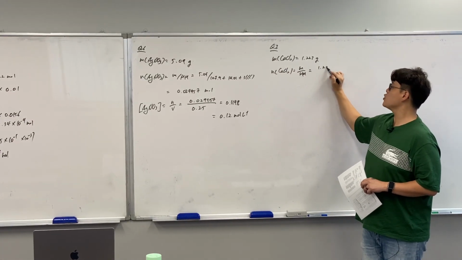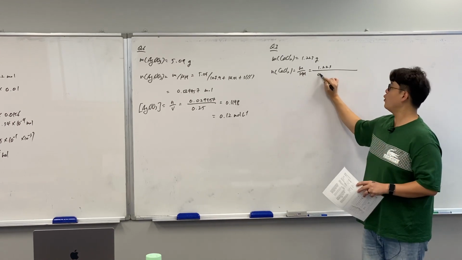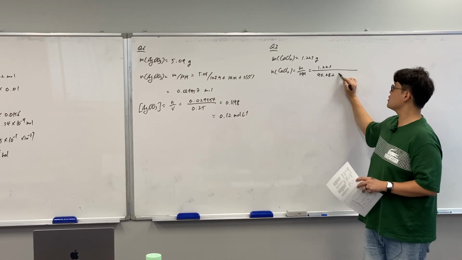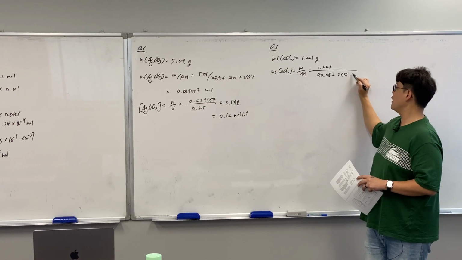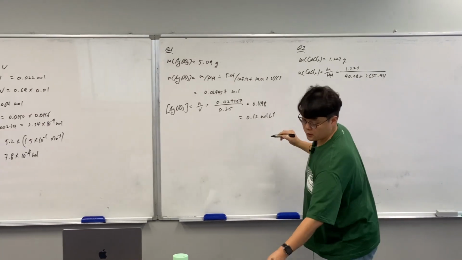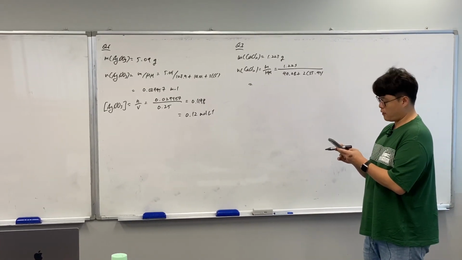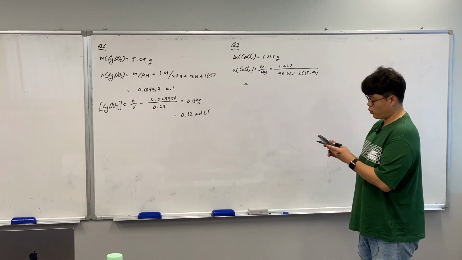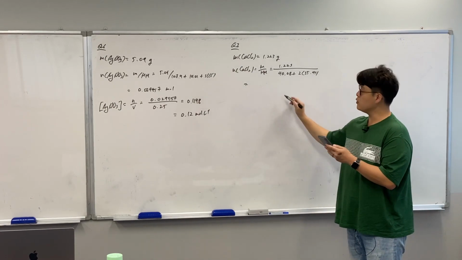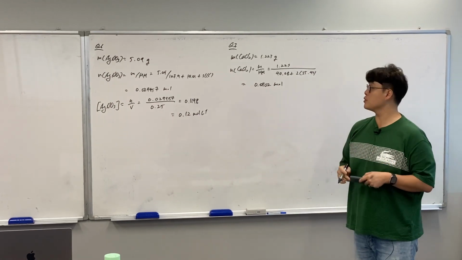So n of the calcium chloride: we can use the mass over the molar mass. That's 1.223 divided by calcium, 40.08, plus 2 times 35.45. Then you should get 40.08 plus 2 times 35.45, and 1.223 divided by that, you get 0.01102 mole. That's the number of moles.